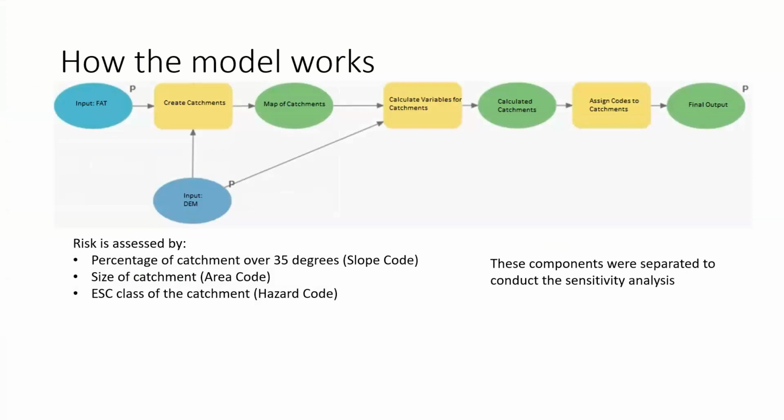So how the model works: you put those 2 inputs in, it creates a map of the catchments, and then for each of those catchments, it calculates these variables here: the percentage of catchment over 35 degrees, the size of the catchment, and the ESC class of the catchment. And then based on those variables, it assigns each catchment a risk.